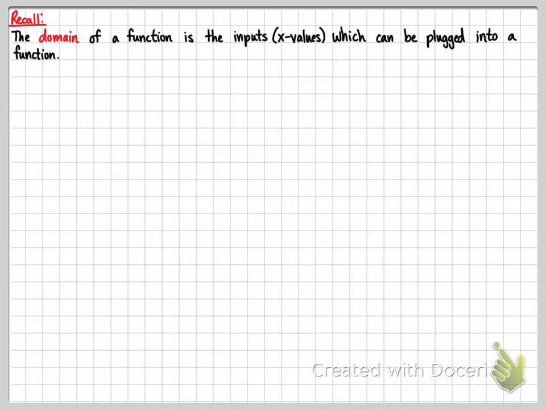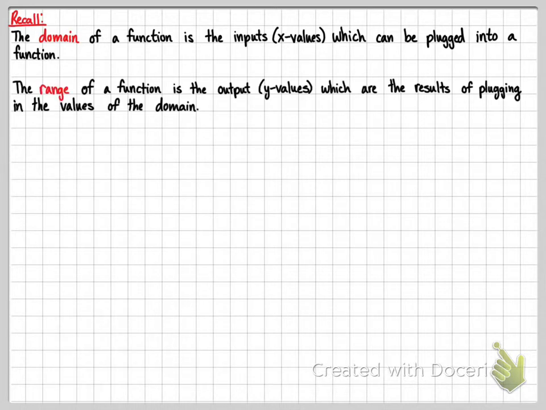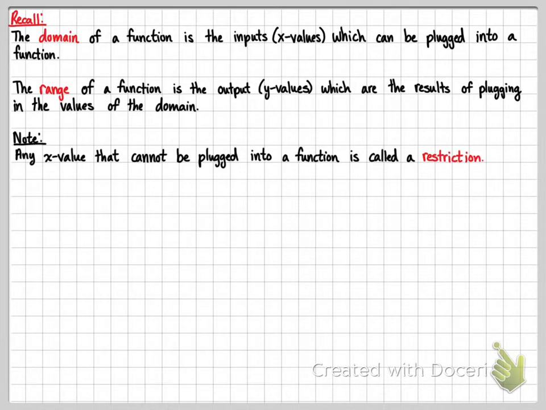Recall, the domain of a function is the inputs, or x values, which can be plugged into a function. The range of a function is the output, or y values, which are the results of plugging in the values of the domain. Just a note here, any x value that cannot be plugged into a function is called a restriction. Remember, we have restrictions on the denominator. If it's 1 over x, we can't make x equal 0 because that would make a 0 on the denominator, and that would be called a restriction in that example.